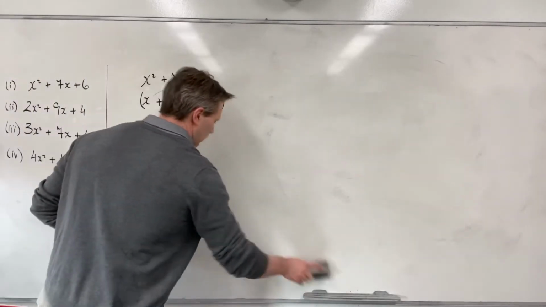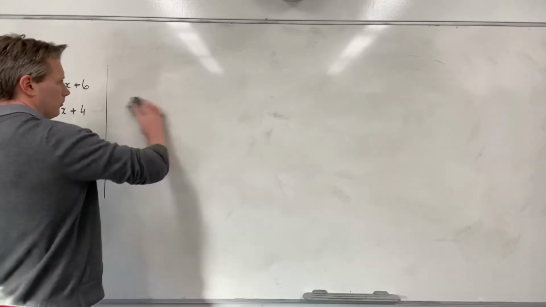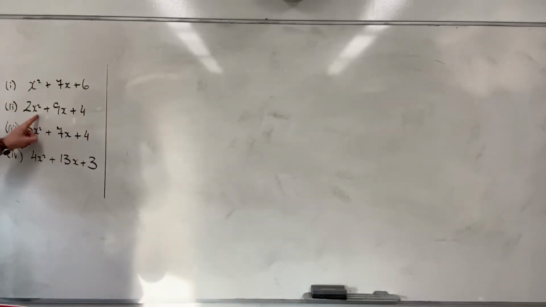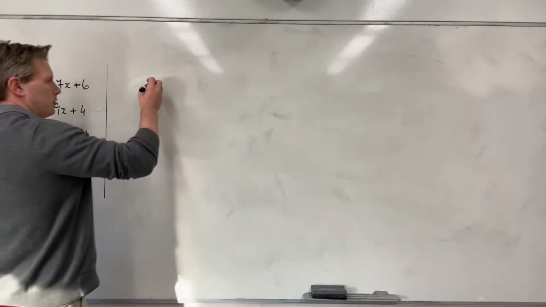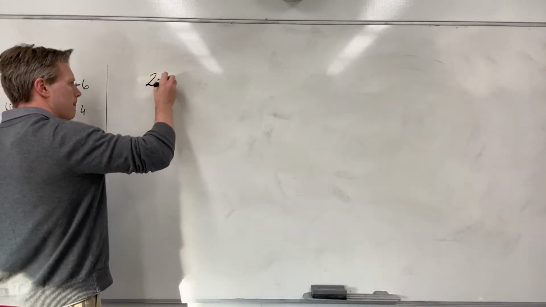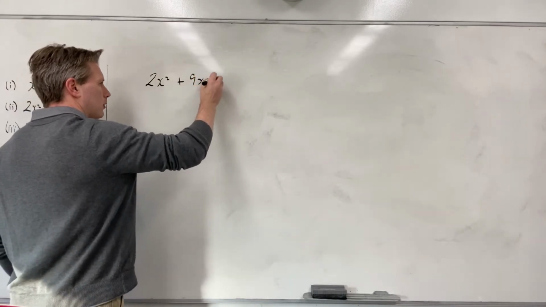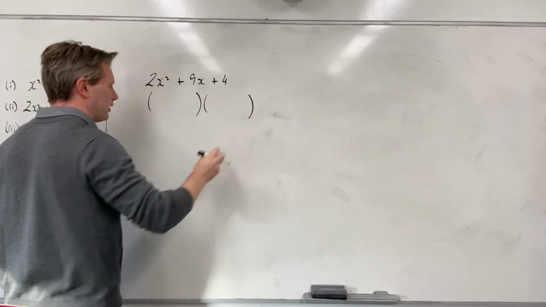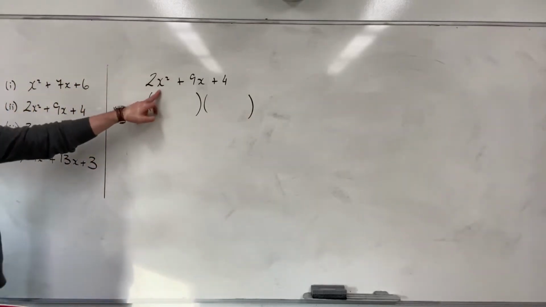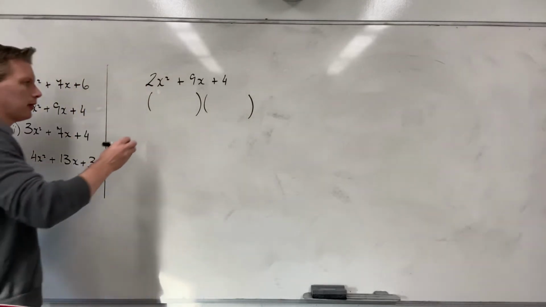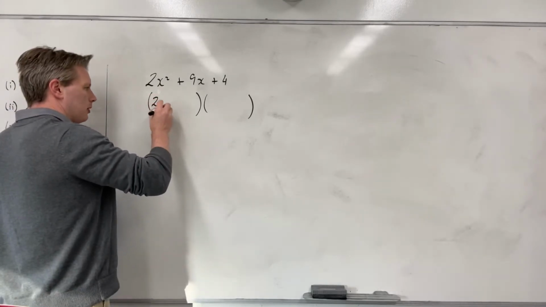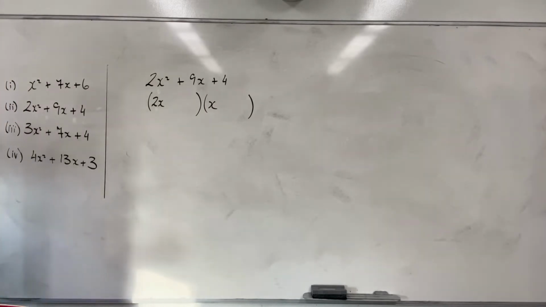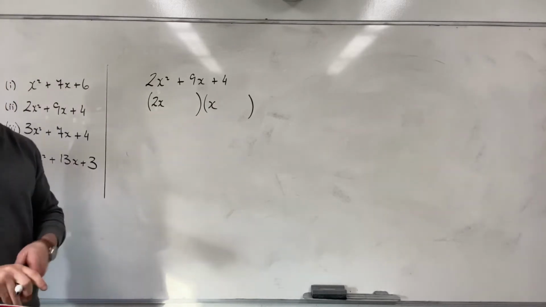Let's take a slightly more challenging one. The second function that I have is 2x squared plus 9x plus 4. And I'm going to have 2 linear factors right here. Because my first term is 2x squared, well 2 is a prime number, so I know that it can only be 2x and x. 2x times x will give me that 2x squared. So my 2 leading terms will be 2x and x.